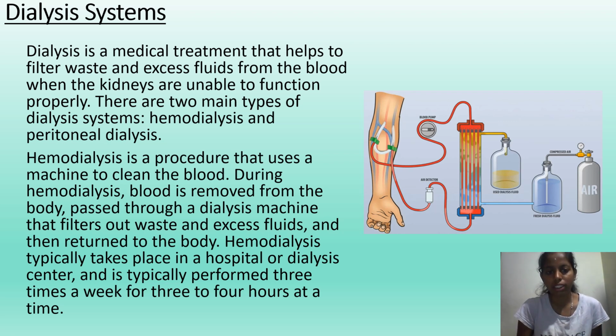Firstly, hemodialysis is a procedure that uses a machine to clean the blood. During hemodialysis, blood is removed from the body, passed through the dialysis machine that filters out waste and excess fluids, and then returned to the body. Hemodialysis typically takes place in a hospital or dialysis center and is typically performed 3 times a week for 3 to 4 hours at a time.